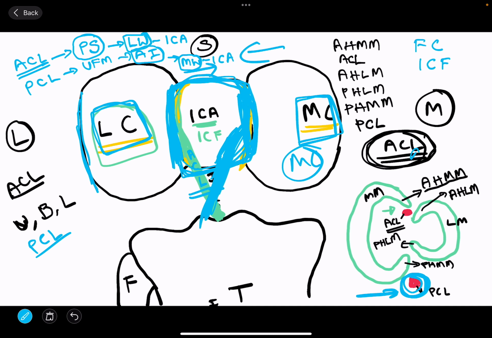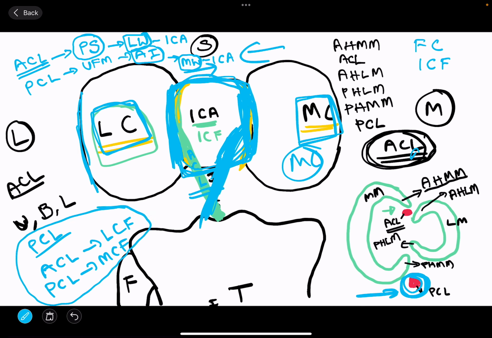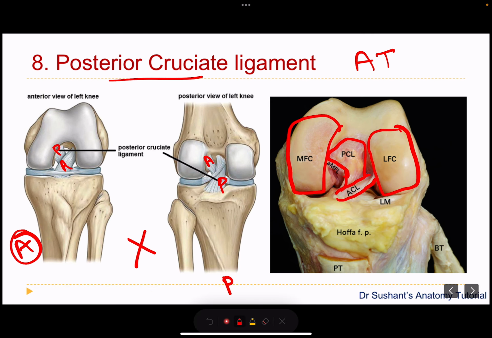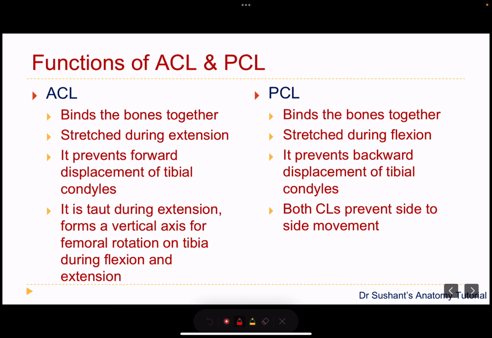Simply, if you cannot remember any of this, just remember anterior cruciate ligament is attached to the lateral condyle of the femur. Posterior cruciate ligament is attached to the medial condyle of the femur. If you cannot remember the details, do not stick to this particular information, please. Every finest detail in anatomy is very important and it is absolutely fascinating. So next, let us look at the functions of the anterior and the posterior cruciate ligaments.